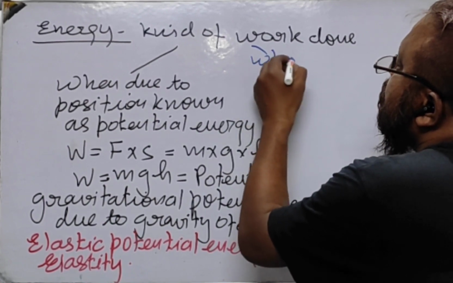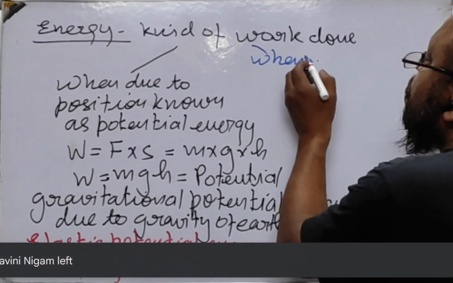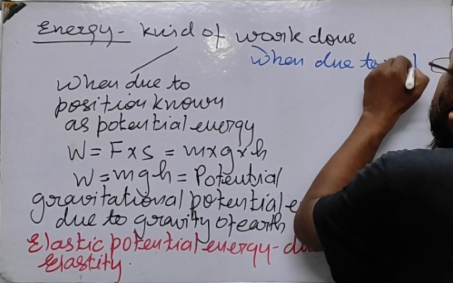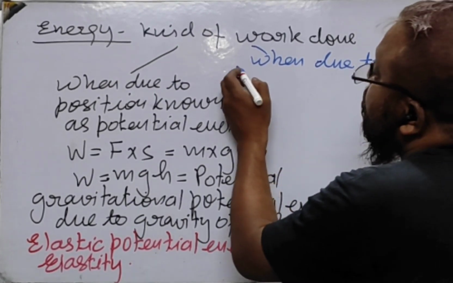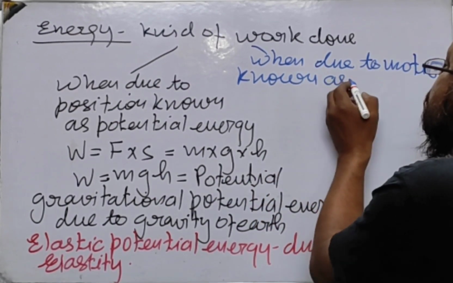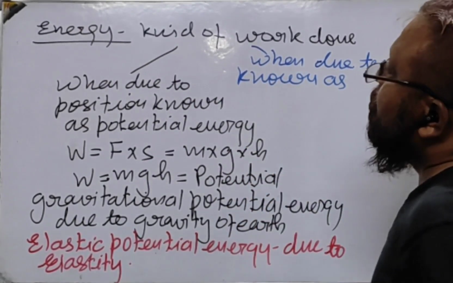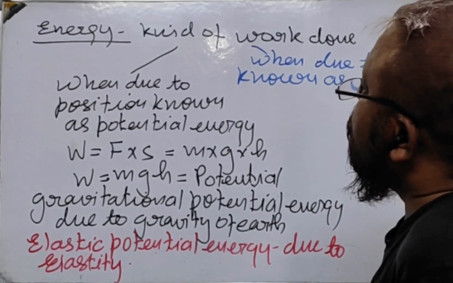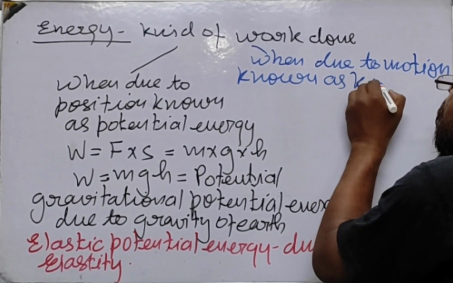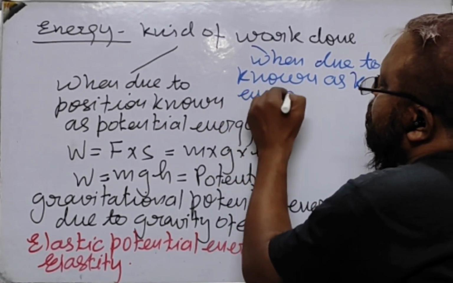Now we have when work is done due to motion, known as movement. So work done due to position is known as potential energy, and when due to motion it is known as kinetic energy, right? Okay.